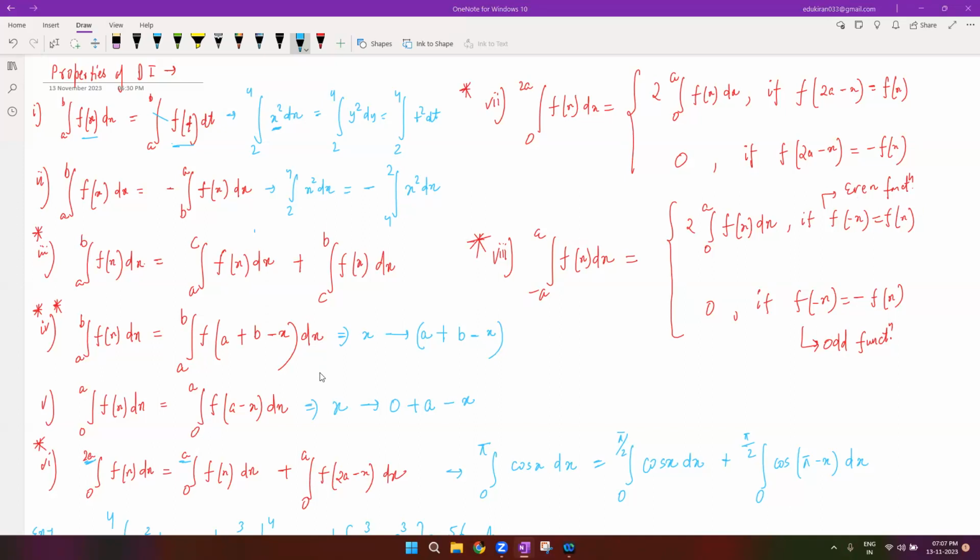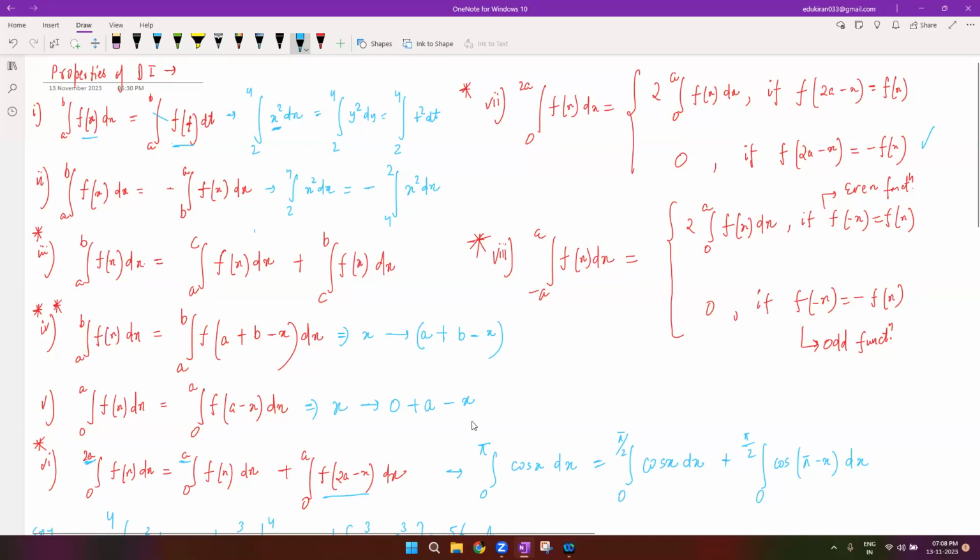Now, as I said, seventh is also same. You can see the sixth and seventh are pretty simple. So we are saying that if this function f of 2a minus x is equal to fx, then these both will add up and will become twice of integral 0 to a fx dx. And if this function f of 2a minus x is equal to minus of fx, then this will be 0 because they will both cancel out. So sixth and seventh are same.